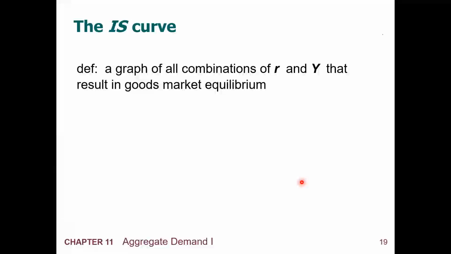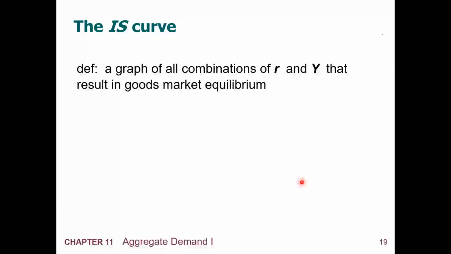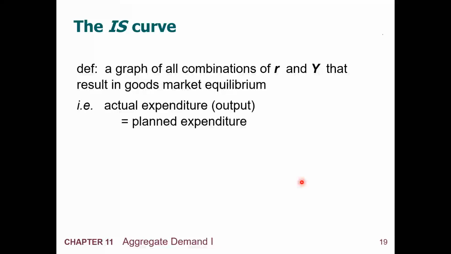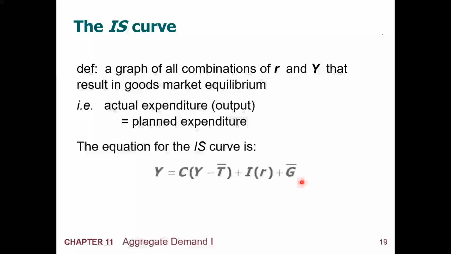Now the IS curve. All right, so all of that about the planned expenditure and the Keynesian cross was just so that we can understand the IS curve. And the IS curve will really be a depiction of the aggregate demand curve, because those things that we did in the planned expenditure basically affect the demand curve. So the IS curve is a graph of all combinations of R, which is the interest rate, and Y that result in equilibrium in the goods market, right? So actual expenditure output is equal to planned expenditure.